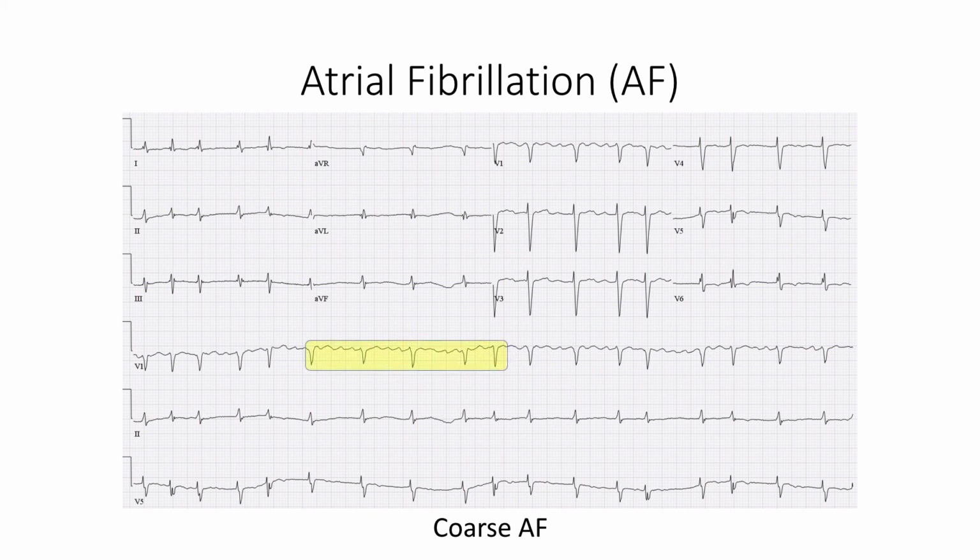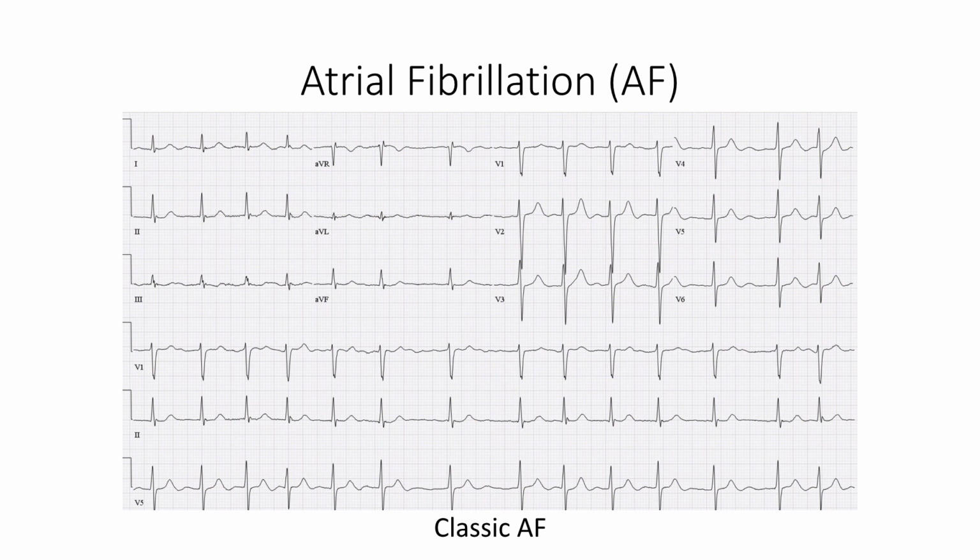So in this highlighted section, by looking at the distance from the first to the second QRS, I cannot predict when the next QRS will come, and then the next QRS, and so on. Also, notice that there are no discernible P waves here. We see a lot of background atrial activity, but it's choppy and chaotic and unorganized. This example is so choppy that we call this coarse AF.